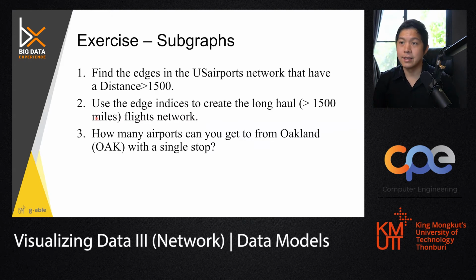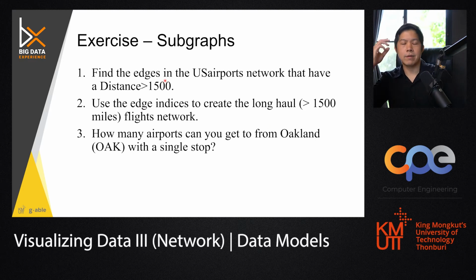visualization and analysis. But before that, you get another 5 minutes, but this is a little bit harder than the previous exercise. First, you need to find the edges in the US airport network that have distance more than or equal to 1,500. How to do that? Try it out. And then you need to use the edge indexes to create a long haul flight network. So use edges from the above to create the long haul flight.